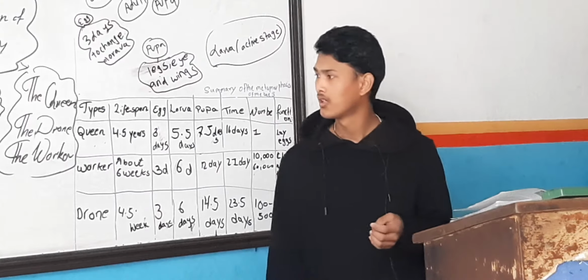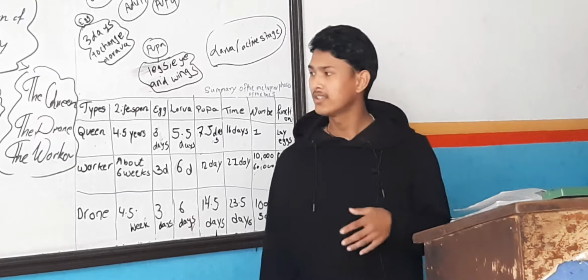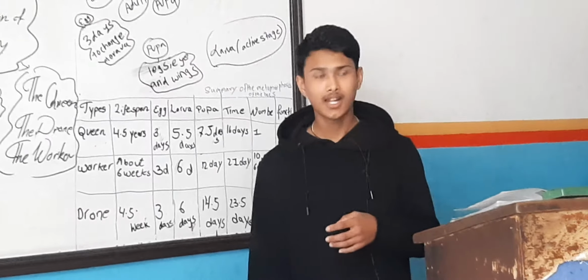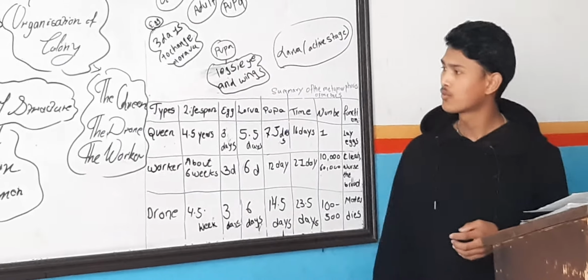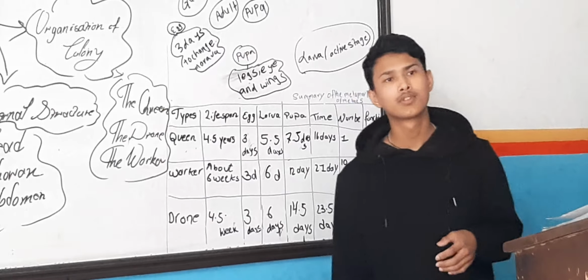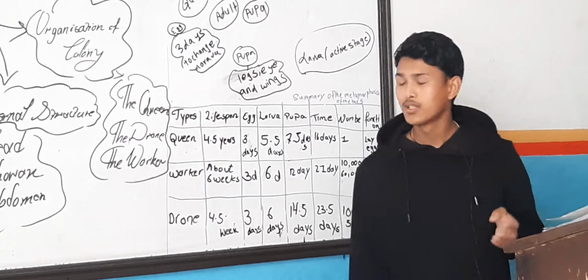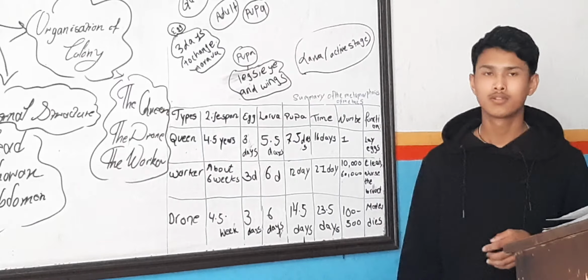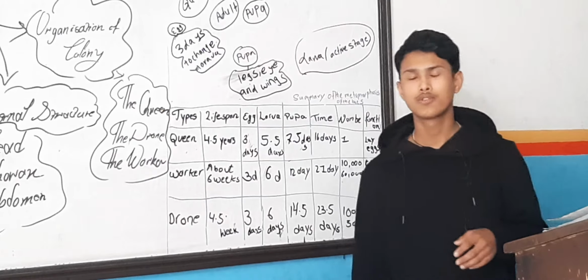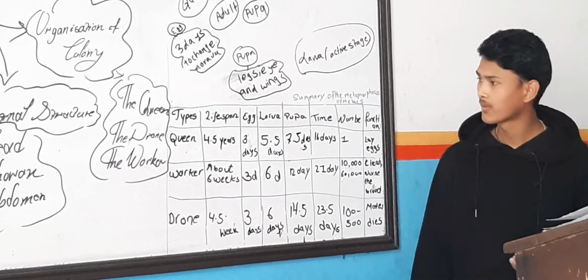The workers are the smallest bees in the hive, and they are the hardest working among the queen bee and the drone bees. There are about 10,000 to 50,000 worker bees in a hive. Their major function is to collect nectar from the flowers, pollinate, fight against enemies, and feed the larvae.